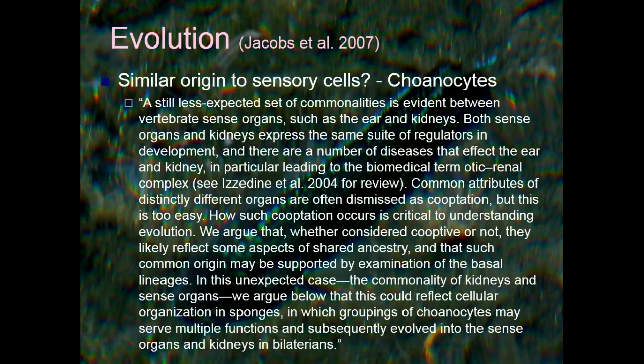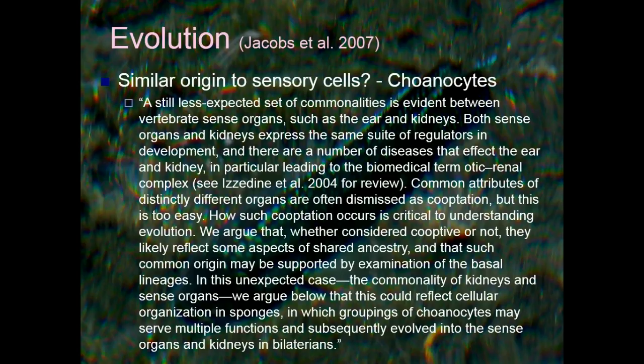Common attributes of distinctly different organs are often dismissed as co-optation, but this is too easy. How such co-optation occurs is critical to understanding evolution. We argue that, whether considered co-optive or not, they likely reflect some aspects of shared ancestry, and that such common origin may be supported by examination of the basal lineages.